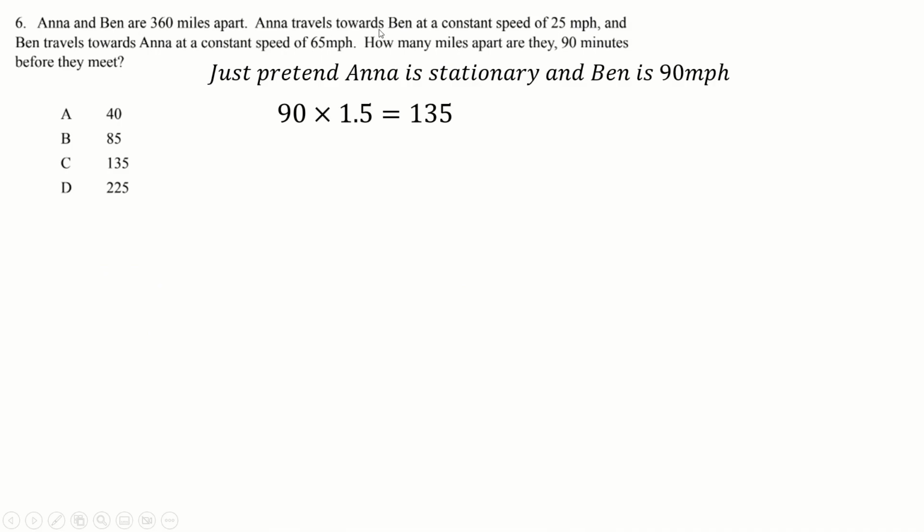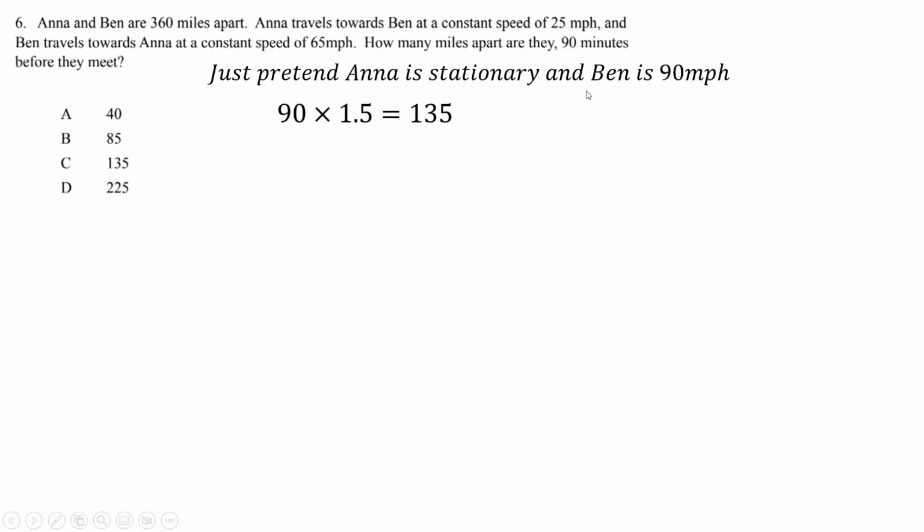Next one. If Anna is traveling towards Ben at this speed, and Ben is traveling towards Anna at that speed, you can just pretend that Anna is constant, and Ben is going 25 miles an hour faster. So we can just pretend that Anna is standing on one end of this, and Ben is traveling towards her at 90 miles an hour. We can just pretend that.